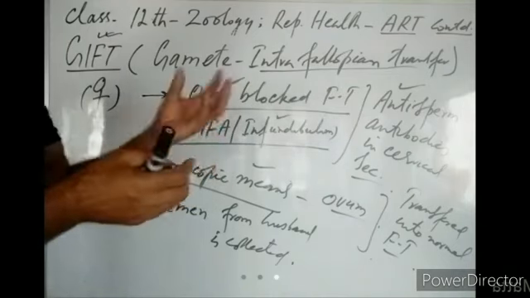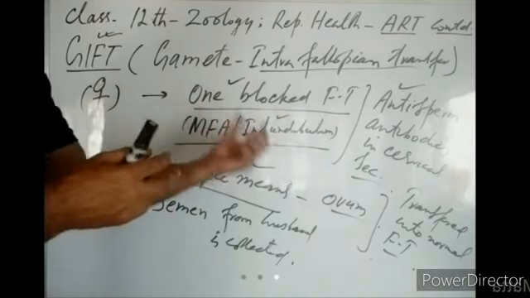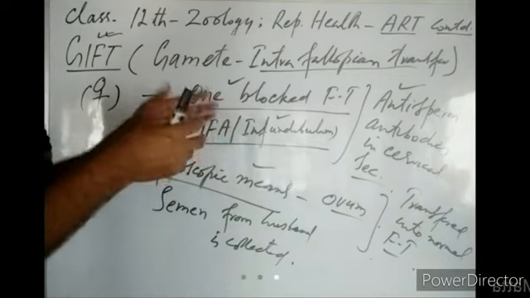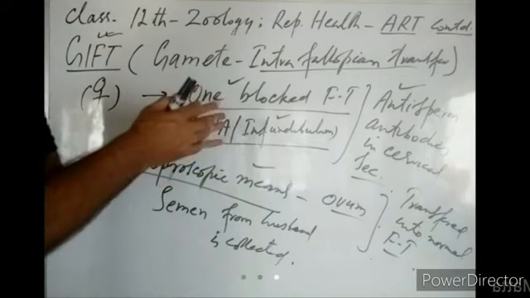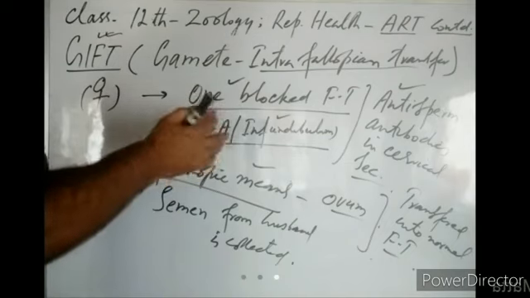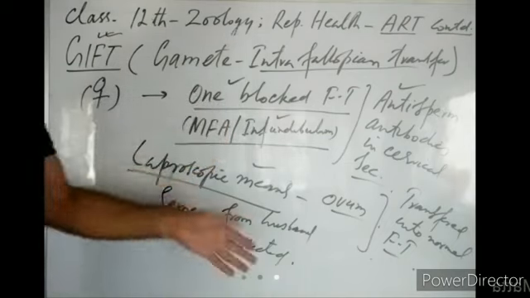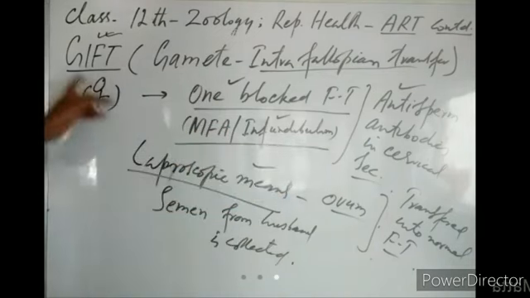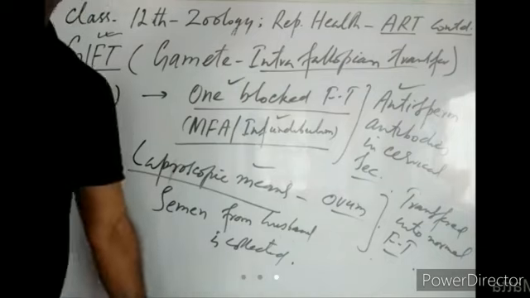After fertilization, the zygote is formed, the zygote changes into an embryo, the blastocyst gets implanted, then the fetus develops. For 9 months it remains in the mother, and after 9 months the baby is born. So this technique is known as GIFT, right? It is used for infertile females.